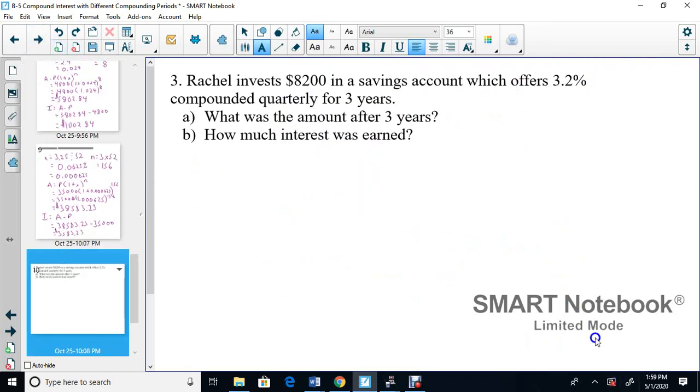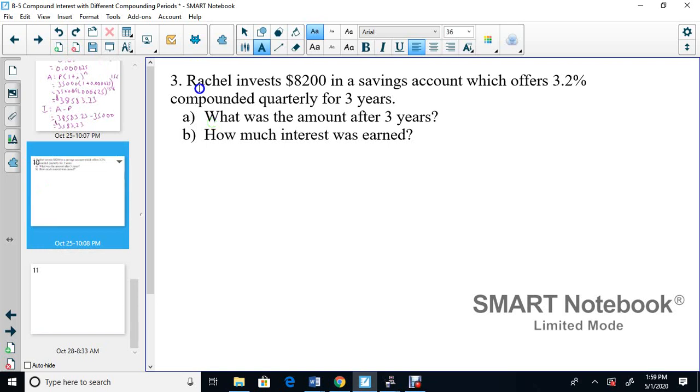And this is a word problem. So let's read it. Rachel invests $8,200 in a savings account, which offers 3.2%. There's the percents, the i, compounded quarterly for 3 years. Okay, there's our n, 3 times something. What was the amount after 3 years? How much interest? Okay, basically the same as the other question.